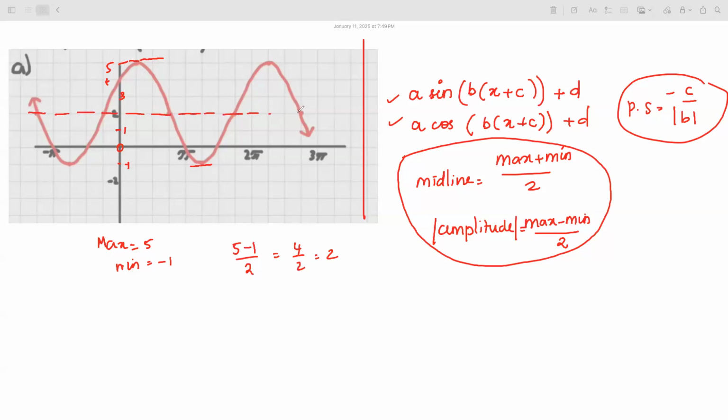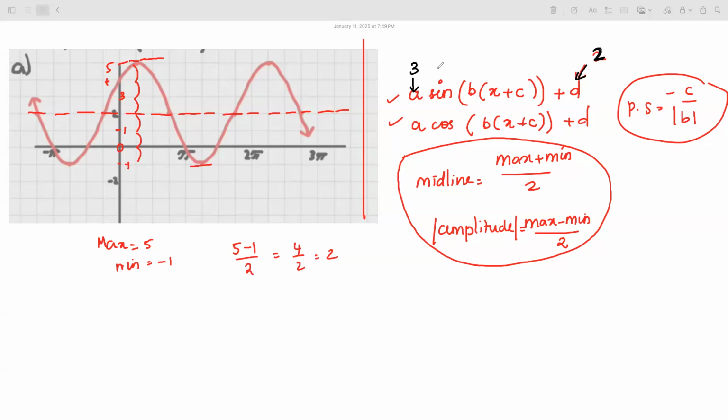So I can draw this. When I have 2 as the midline, this becomes 2, correct? Let me write it in a different color so that you know that we have derived this. 2 is the midline. Now after that, amplitude. Amplitude is how many units from the midline? 1, 2, 3 up and 3 down. Do you see? So amplitude is 3. Bhuvanesh, are you with me?